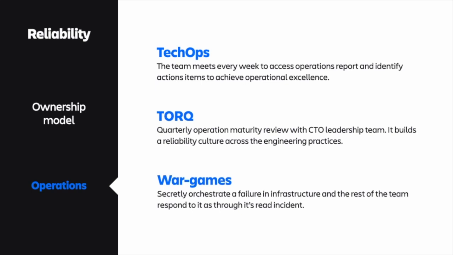Last but not least, in terms of operations, we have war games. This is an activity we do at the team level, where a small part of the team goes and actually disrupts the infrastructure of the service in staging, for example, bringing down a region or availability zone. The rest of the team treats it as a real incident and tries to resolve it. This activity has helped us a lot to stay proactive and practice scenarios which might happen in future, so that we can make the service more reliable.